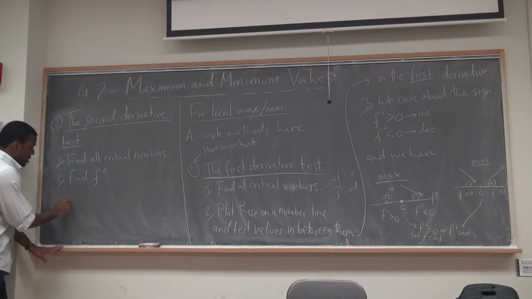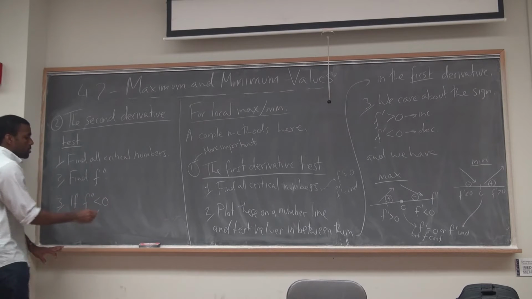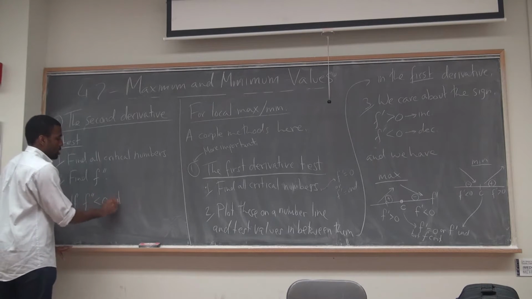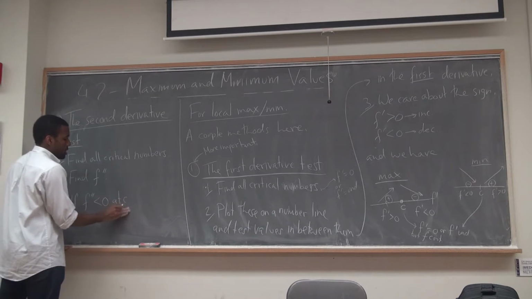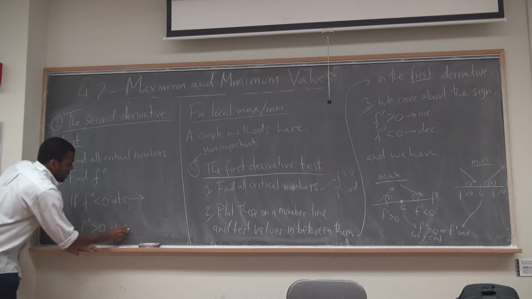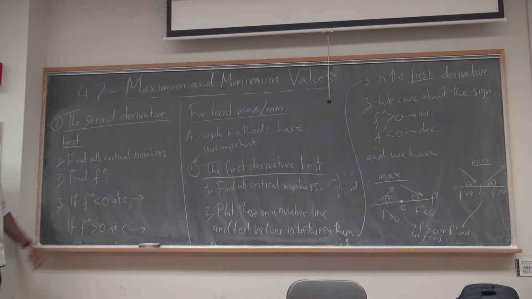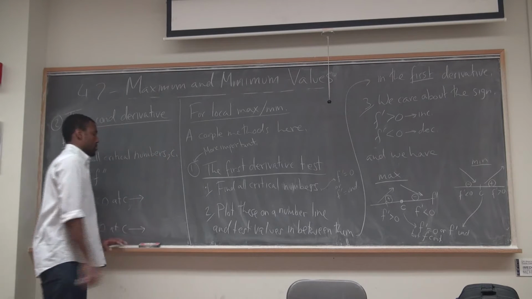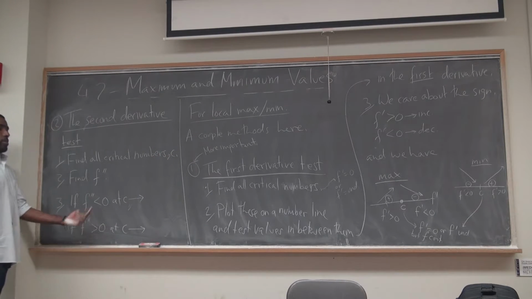Third, if f double prime is negative at c, then this gives you... f double prime is positive at c. Right, where c is a critical number. What do you think will happen if f double prime is negative at c? What does second derivative negative mean?